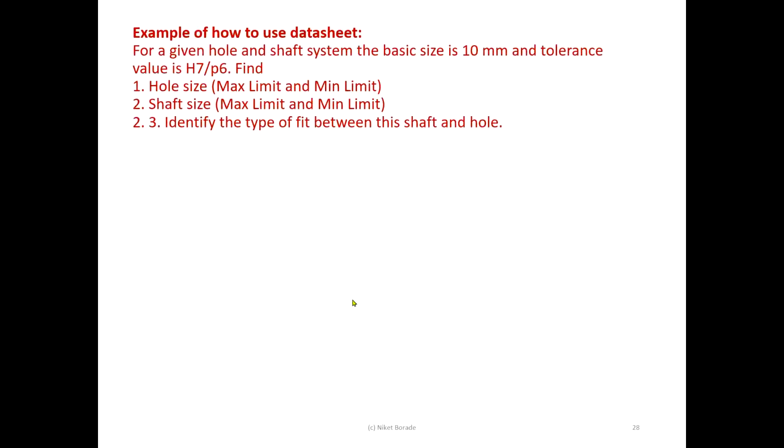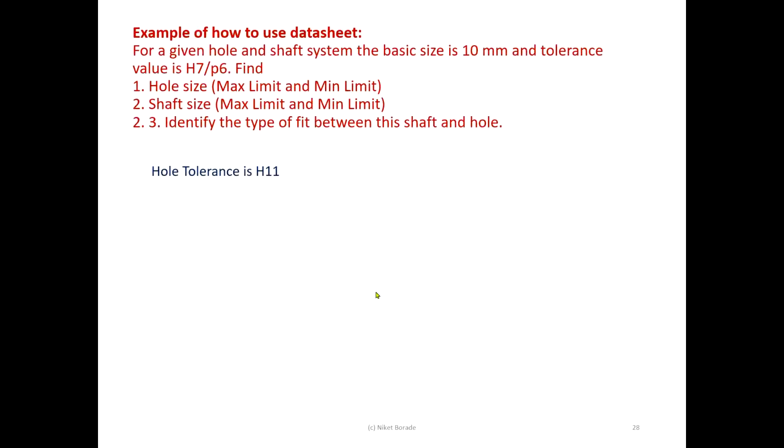So for this basic size of 10 millimeters, I hope I am in the 10 millimeters. Because I am not sure, I feel I used 18 millimeters in the example, but let us see. So it's 7P6. We have to find out what is the exact maximum limit and minimum limit of the hole, meaning the size with the tolerances. Then the shaft size, and we also have to find whether it is a clearance fit or an interference fit.